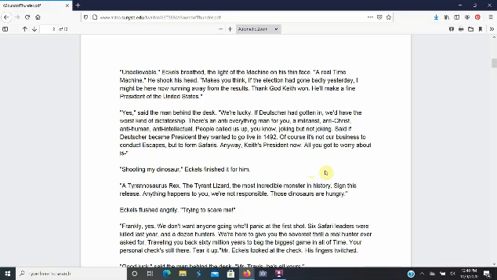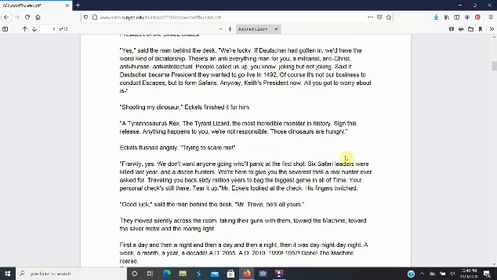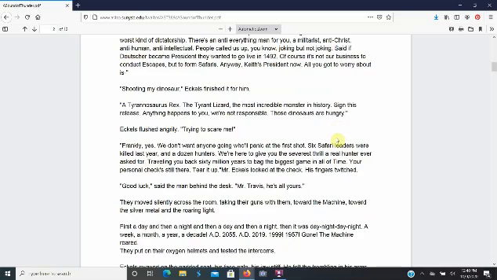Of course, it's not our business to conduct escapes, but to form safaris. Anyway, Keith's president now. All you've got to worry about is shooting my dinosaur. Eccles finished it for him. A Tyrannosaurus Rex, the tyrant lizard, the most incredible monster in history. Sign this release. Anything happens to you, we're not responsible. Those dinosaurs are hungry. Eccles flushed angrily. Trying to scare me? Frankly, yes.